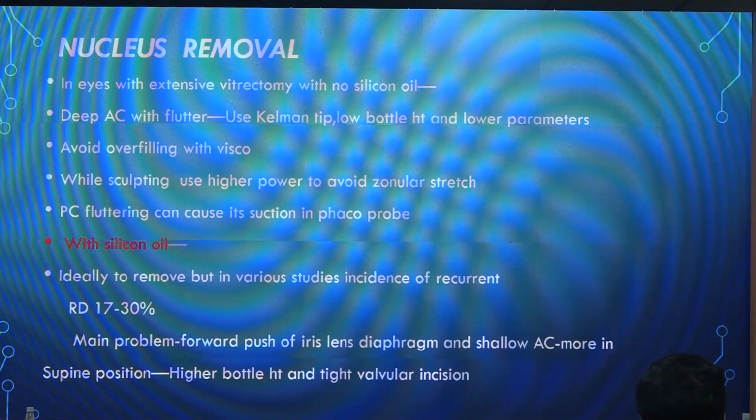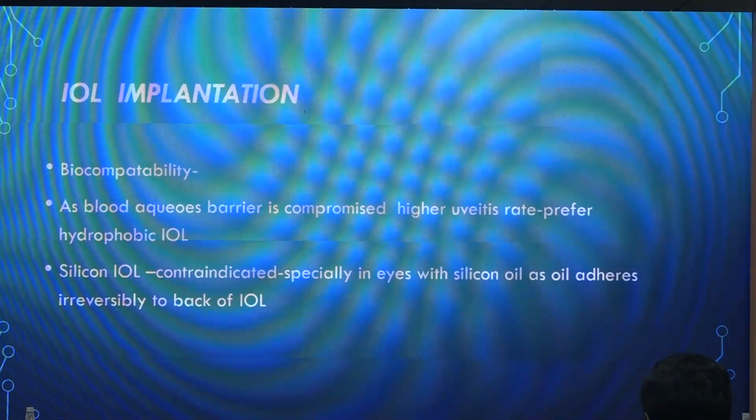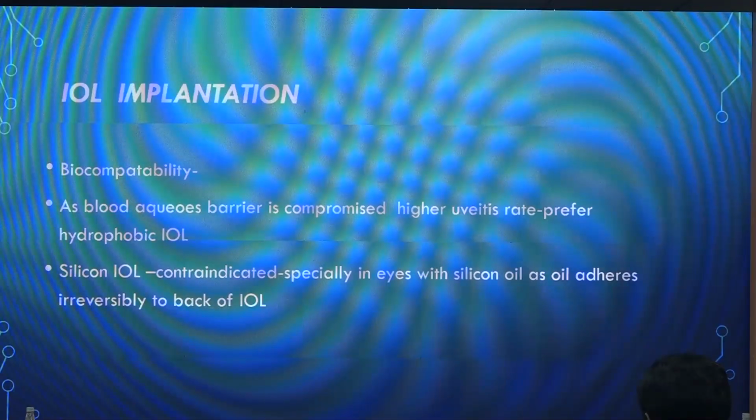So we may have to go ahead with silicone oil in the eye. The main problem is forward push of the lens diaphragm, shallow AC, more in supine position, and higher bottle height and tight valvular incision. IOL biocompatibility is a must.